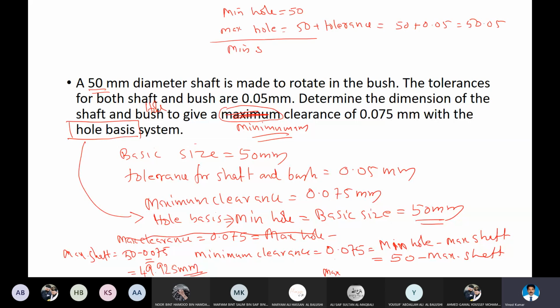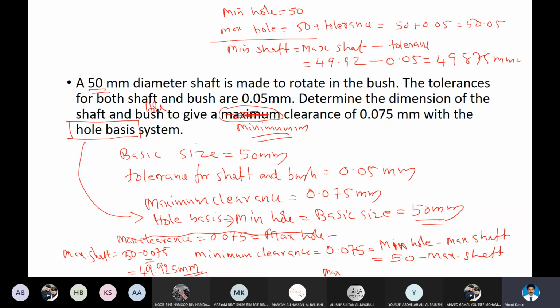So what is the minimum shaft? You don't know. Minimum shaft is maximum shaft minus the tolerance. What is the maximum shaft? You calculated 49.925, minus tolerance 0.05. How much? 49.875 millimeter. That's it. We got it all. Maximum shaft is already there. So it is very simple.